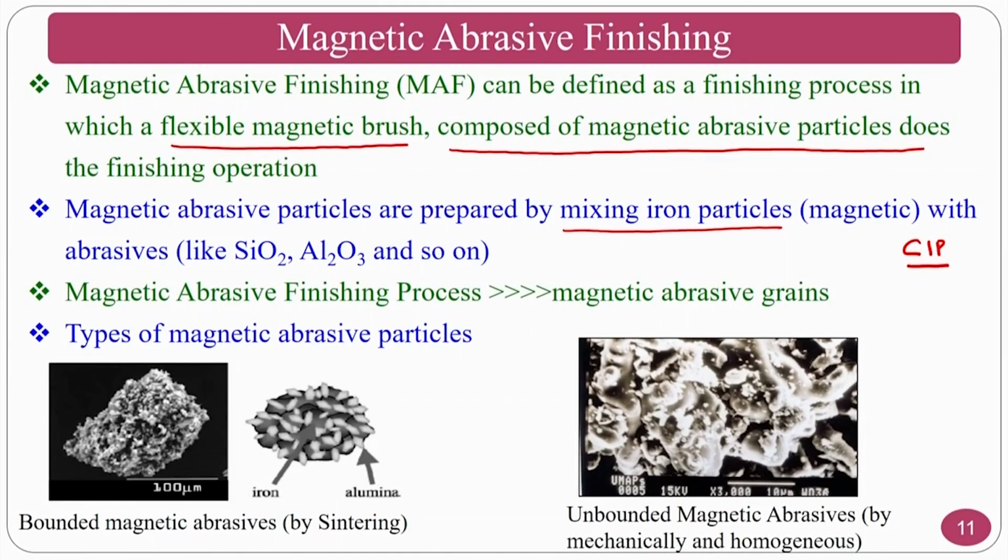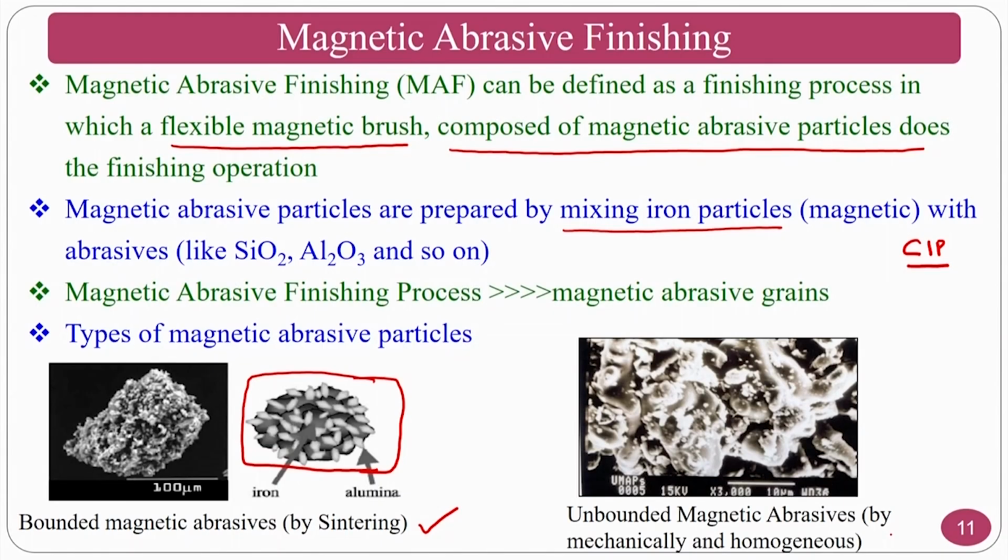And another variety of the abrasive particles is the bonded abrasive particles, or in this aspect we can go for bonded magnetic abrasives using sintering. That means that you have the iron particle wherein you can sinter the abrasive particles and make a single abrasive particle like this. This can happen and you can use this particular process for finishing applications. Normally, unbonded also you can use.